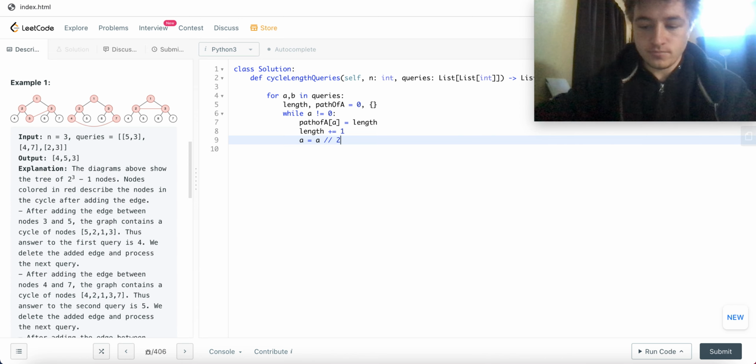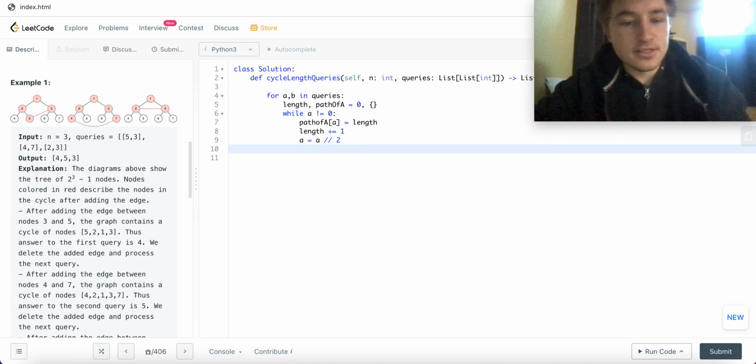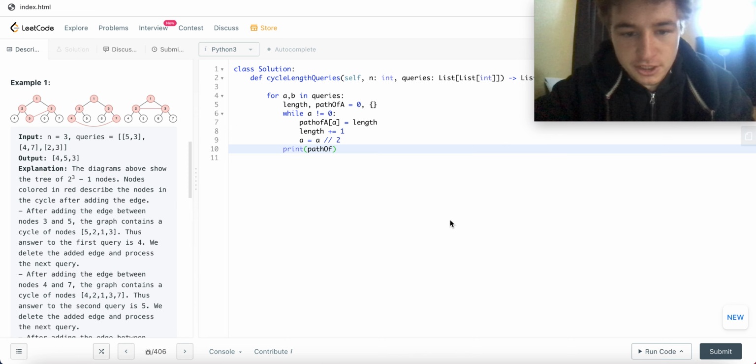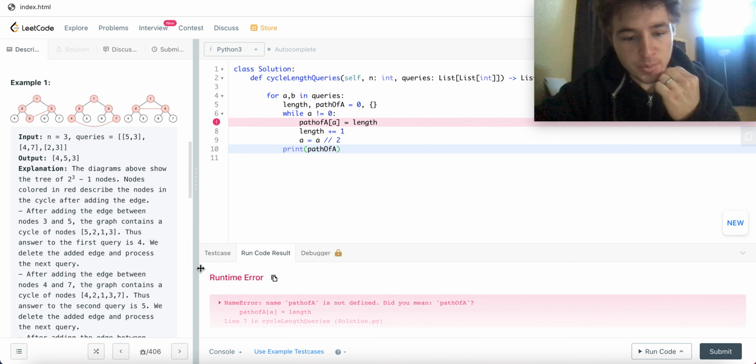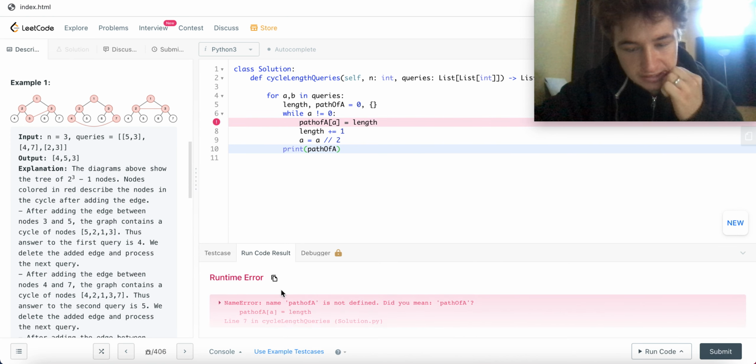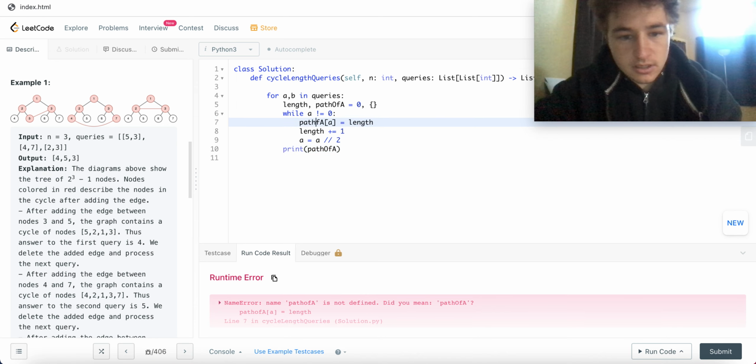All right. And then, so now we have path of A. So if we print path of A for each, the problem is it's going to repeat. Okay, so let's just do that. So let's print path of A so you have that information so you can see it. So it's going to do this for each query. So we're kind of repeating information, but path of A is not defined because I forgot to capitalize.